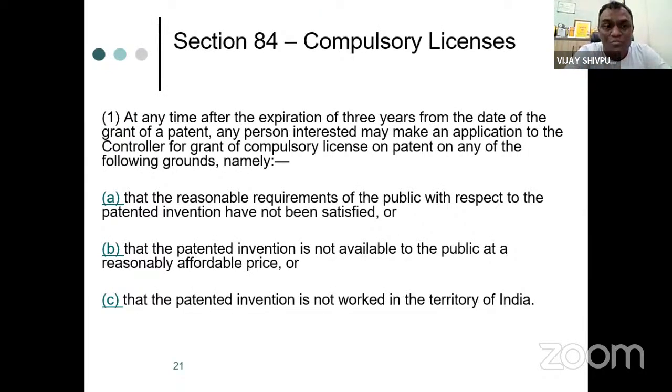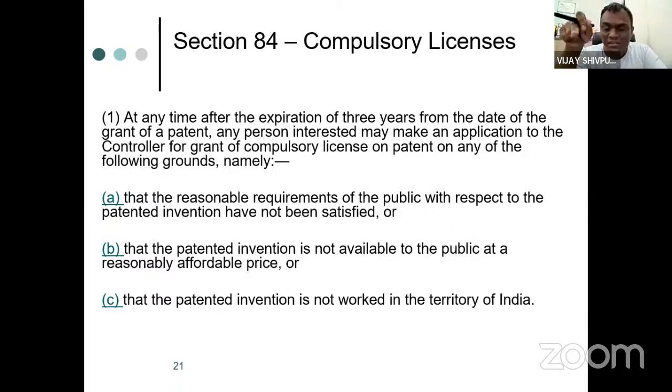Now, Section 84, compulsory license. Very interesting. People come to me and ask, what is the difference between normal licensing and compulsory license? As the word says, voluntary licensing is where the applicant is giving the license. Compulsory licensing is where the government is forcing you to give the license to a third party. But then there are conditions. Under Section 84 we'll discuss all three conditions in detail.